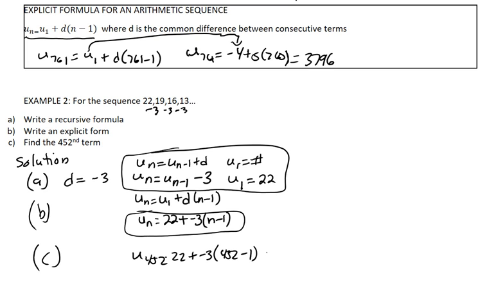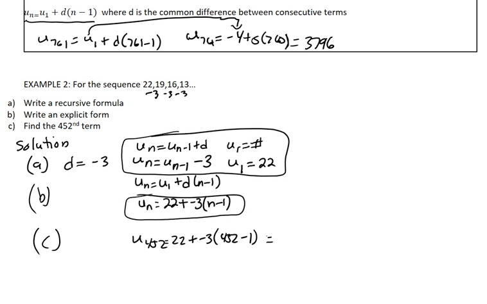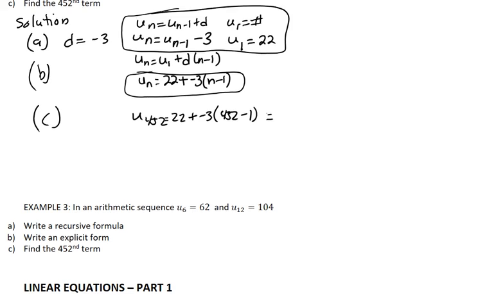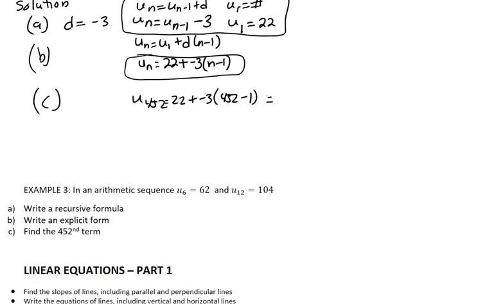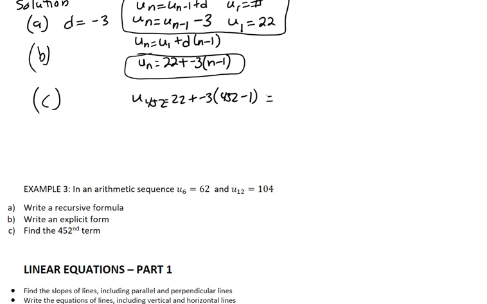Okay. All right. So one last example here, and then we're done with this part. In an arithmetic sequence, U sub 6 equals 62 and U sub 12 equals 104. We want to write a recursive formula, an explicit formula, and find the 452nd term. Well, this time they don't give us a U sub 1, and they don't give us a d. In fact, they don't even give us 2 consecutive terms.